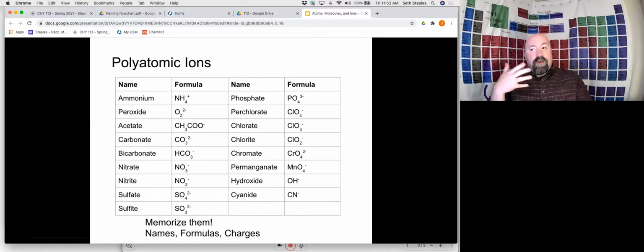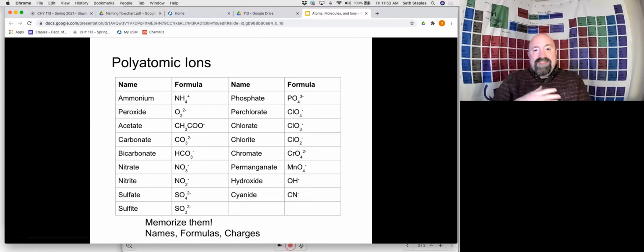And so that's just one of the reasons why it's going to be so important to be able to recognize them. The other reason is, we're going to talk about naming in just a few minutes. You have to recognize that when you see NO2 with a 1- charge, the name of that is nitrite. And so chemical compounds that have that in there have to be named accordingly, with nitrite in the name. And so it is key that you know these and that you memorize these.